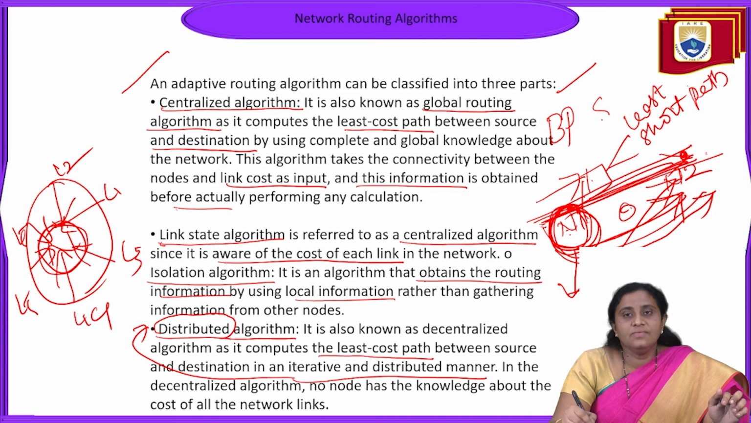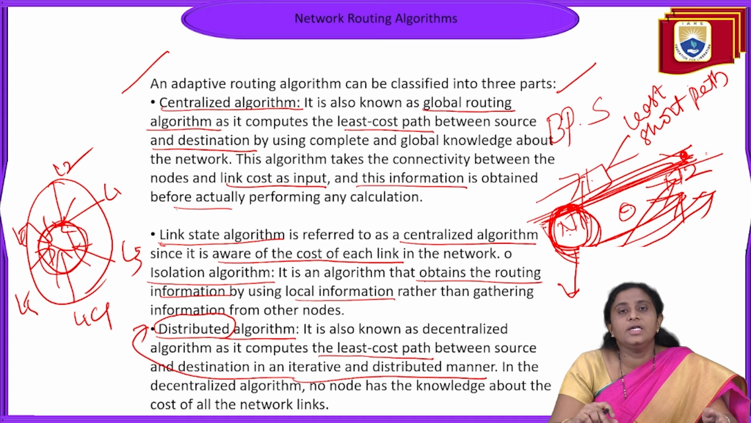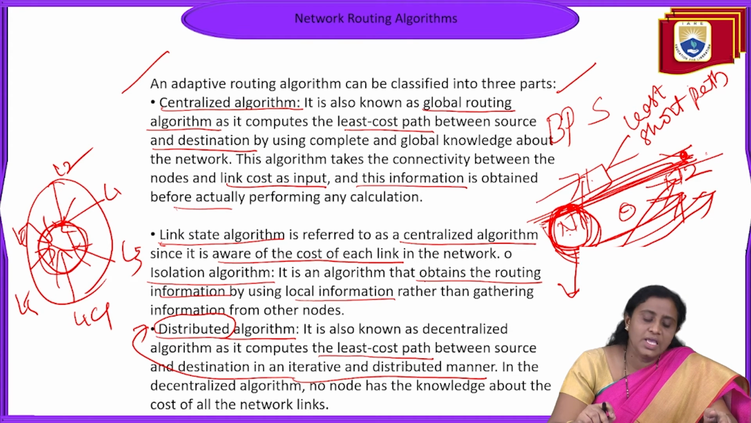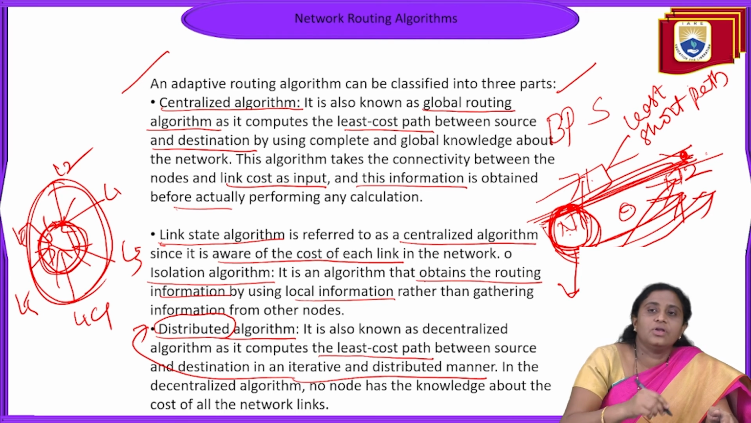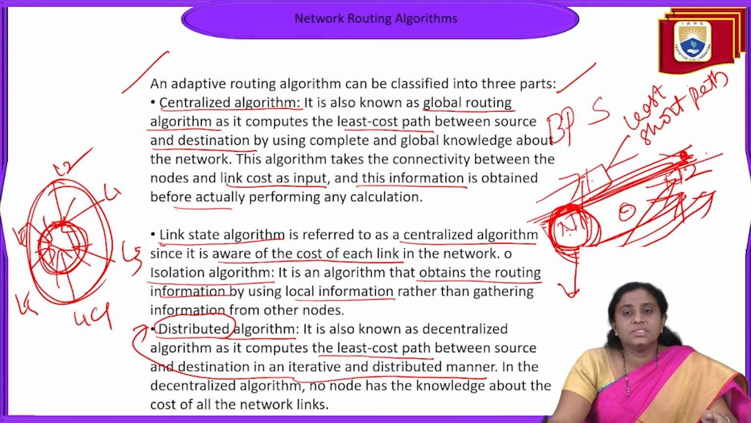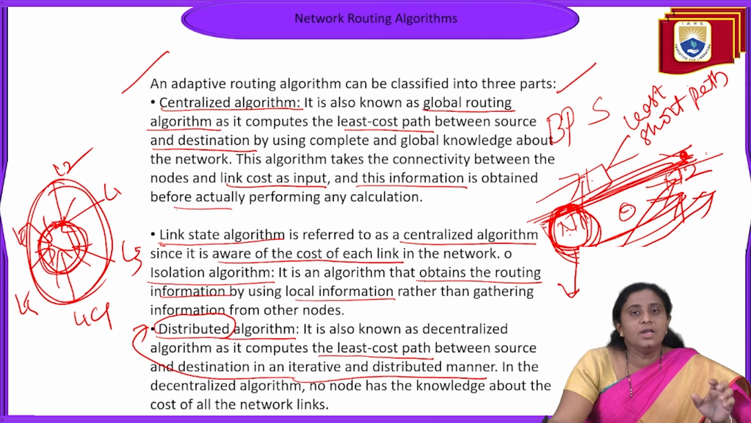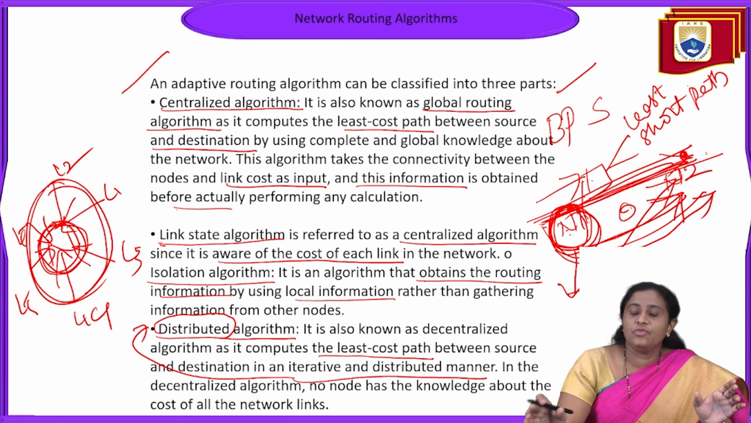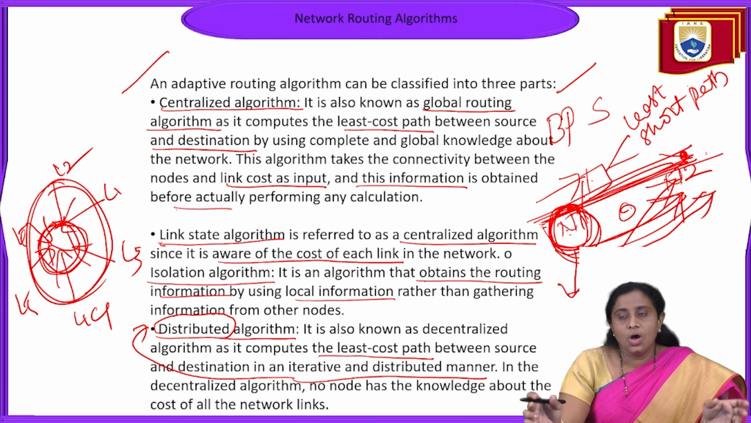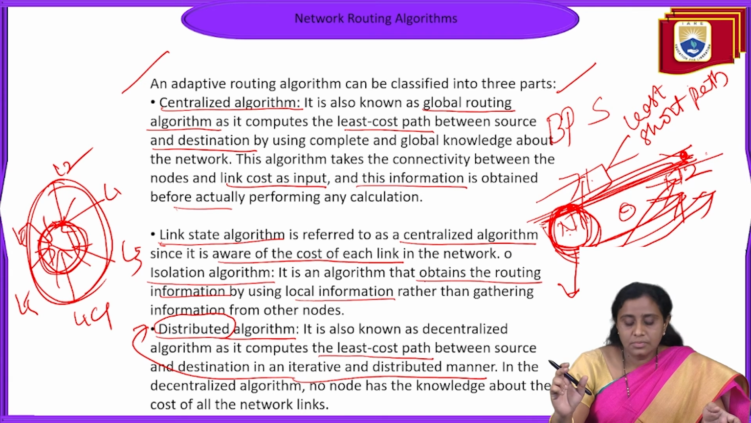The second one is the link state algorithm, which we can call a centralized algorithm, since it is aware of the cost of each link associated with the one subnet or the one network layer. And the next one is the isolation algorithm, which reflects the routing information on which route data packets can be sent or travel from one source to another destination, or on which route a data packet is determined to travel from one node to another node.